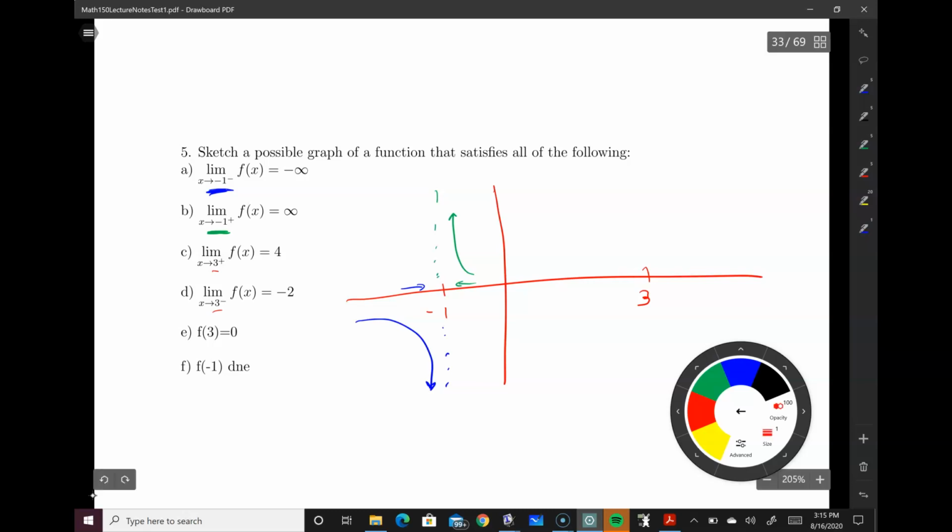All right, so let's look at 3. If I'm going towards 3 from the positive side, I'm going to the y value of 4. So I'm going to have it come up here, go to 4. If I'm going to 3 from the negative side, I'm going to the y value of -2. And then at x equals 3, the y value is 0. And at -1 it doesn't exist, so I'm going to leave that. So I'm just going to join my graph together in between, and there is my function.